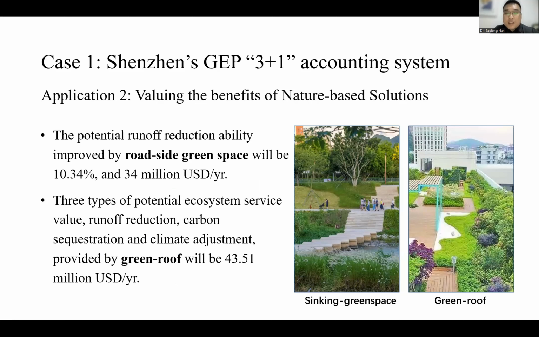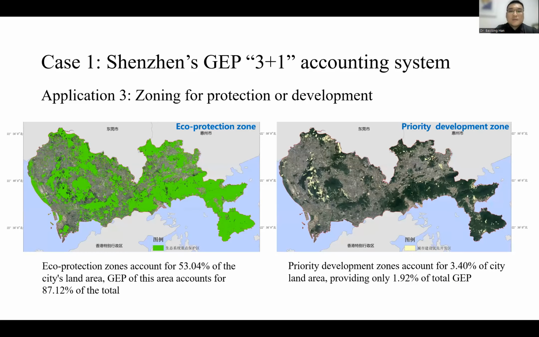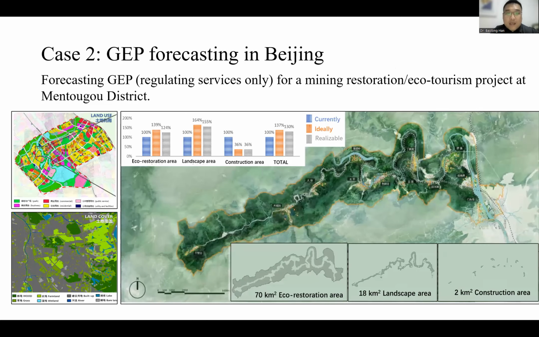And furthermore, they use GEP to value the benefit of nature-based solutions, such as their green space and green roofs. They value how much their green spaces serve their civilians. And also they use the result of GEP to help them make decisions about where they should give more ecosystem protection and which places could have more development action. That's the first case, at Shenzhen, and we still have a few cases at Beijing.